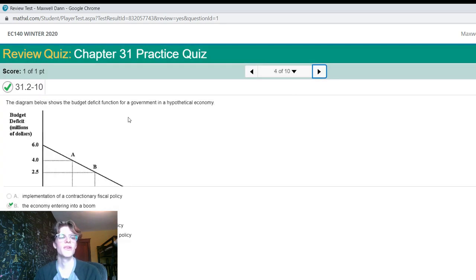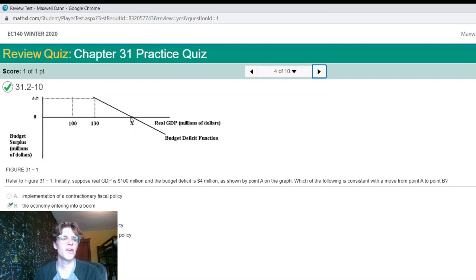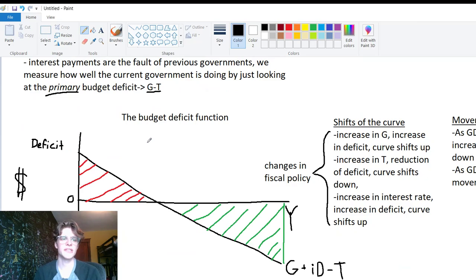Okay, the budget deficit function. Let's talk about the budget deficit function. So this is what it looks like here. I'll scroll up a little.